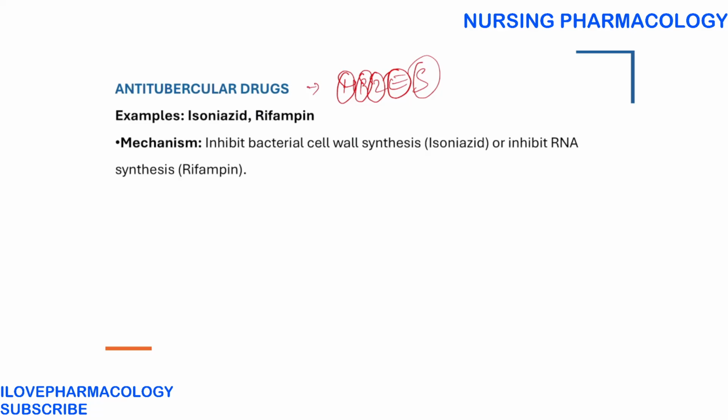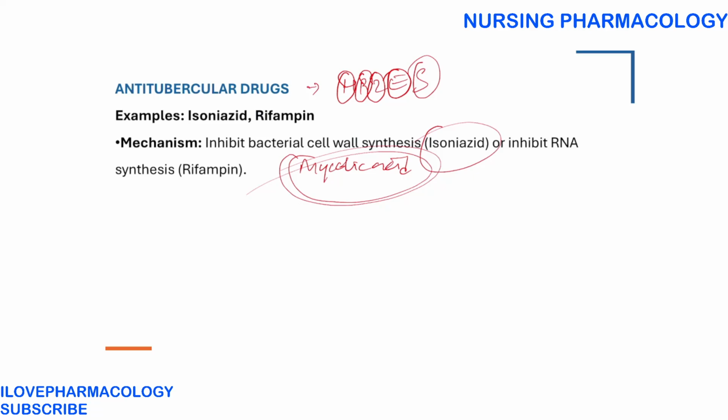So mycolic acid is required for the Mycobacterium tuberculosis infection. So they inhibit the mycolic acid synthesis, especially isoniazid.